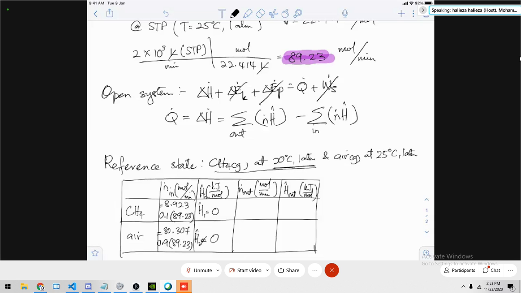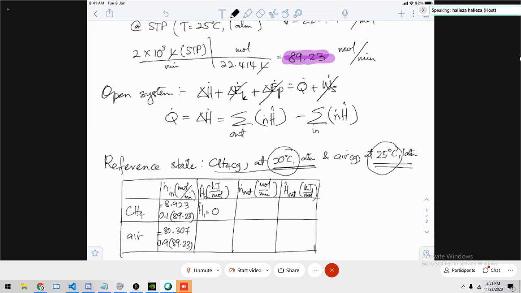It's not going to be 0, guys. It's not going to be 0 because your reference state is not at the condition of your inlet. Your inlet is at 20. This is at 25. So it's not going to be 0. So let me erase that. Oops, I erased the whole thing. I should have a line there.